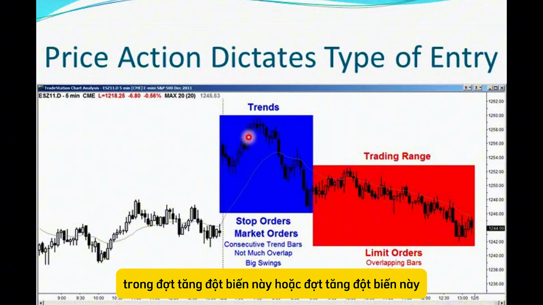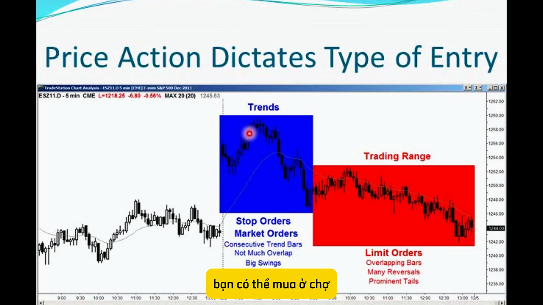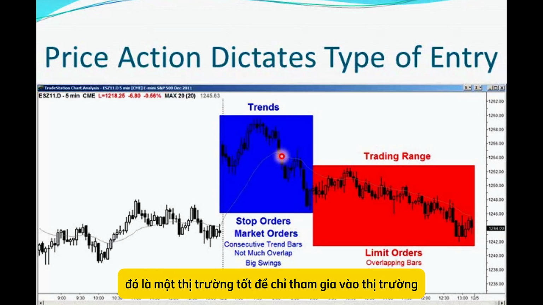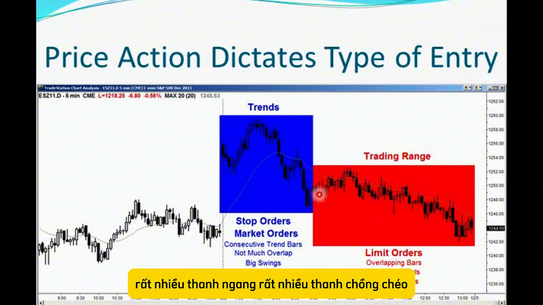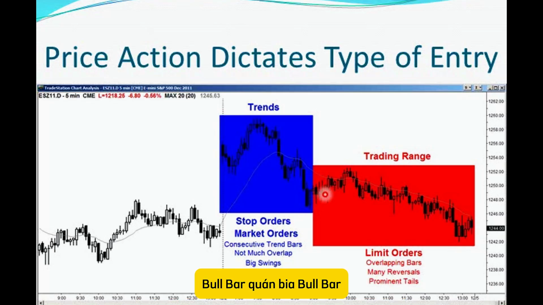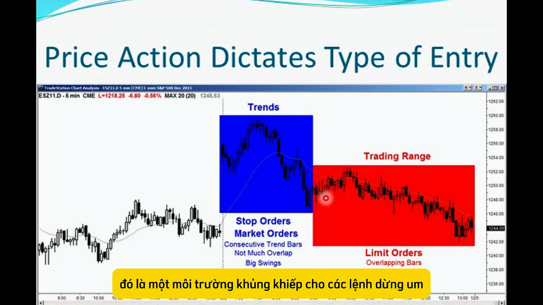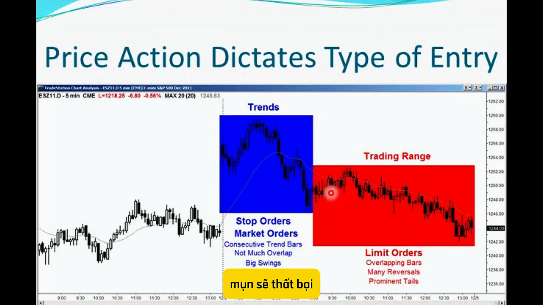During this bull spike or this bull spike, you can buy at the market, betting the market will continue. During this bear spike, it's a good market for entering just at the market, betting the market will continue down. However, when the market transitions into this, lots of sideways bars, lots of overlapping bars, lots of big tails, lots of reversals, bear bar, bull bar, bear bar, bull bar, it's a terrible environment for stop orders. Breakouts are going to fail.